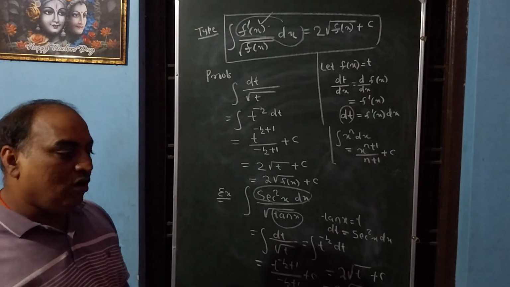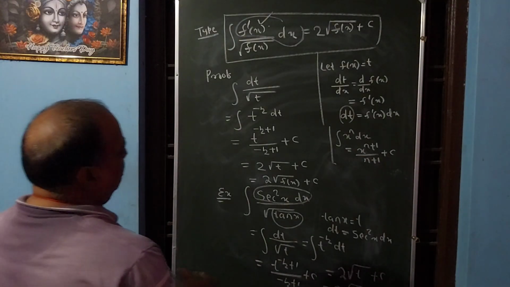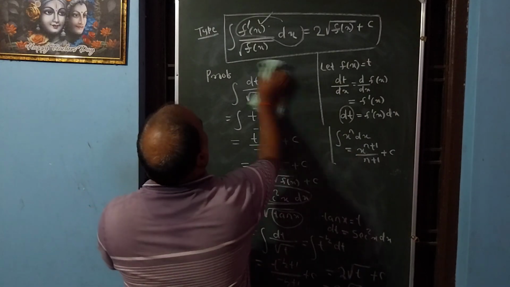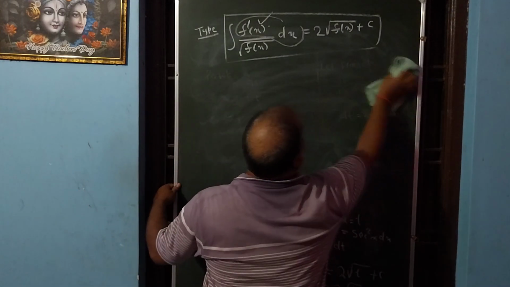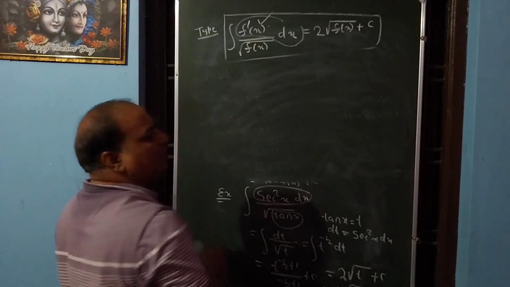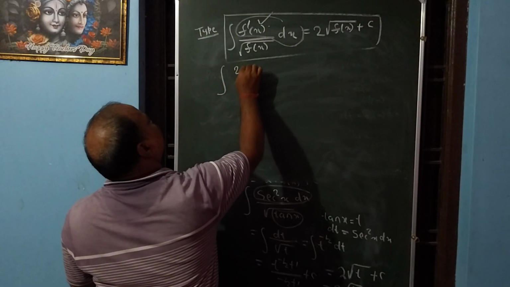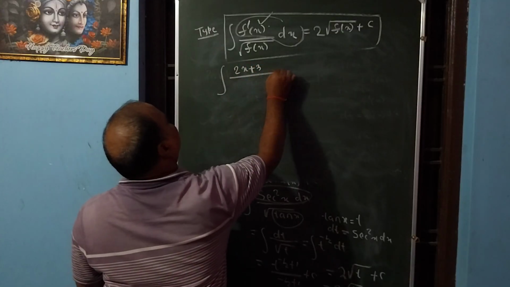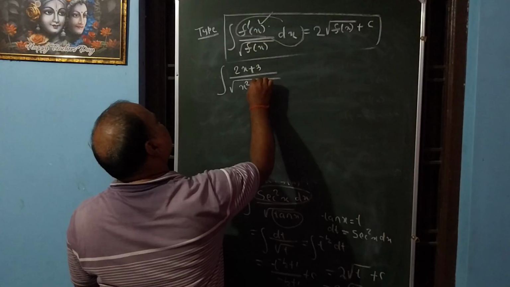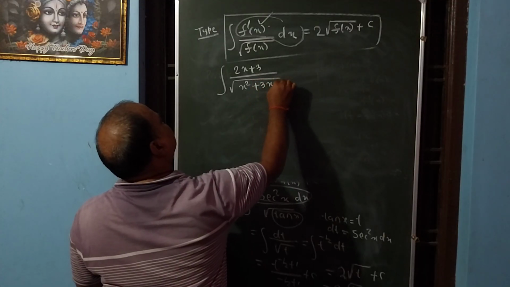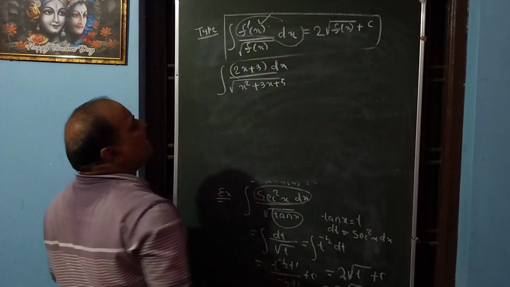Directly you can also write it. Next, another example you have to write down. Another example: integration of 2x plus 3 divided by root over of x square plus 3x plus 5 whole into dx. How to integrate it?